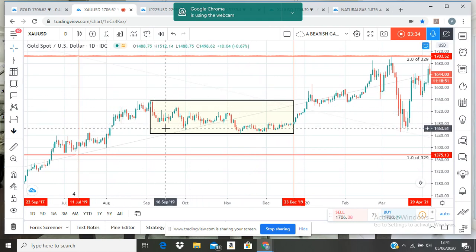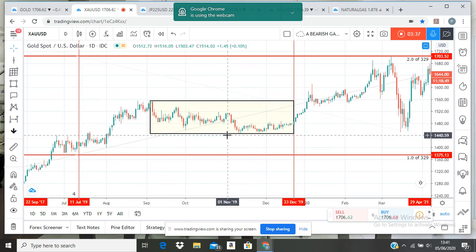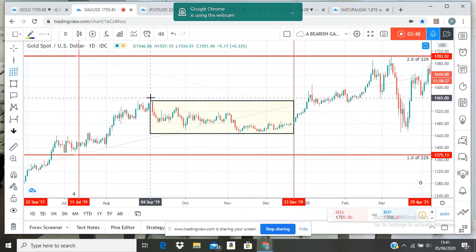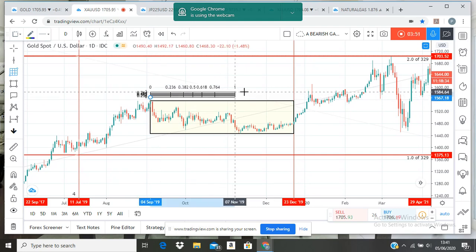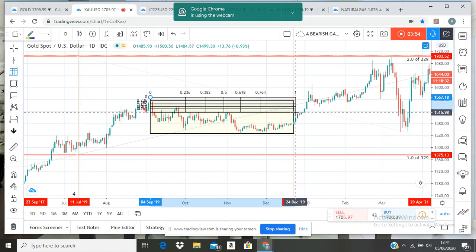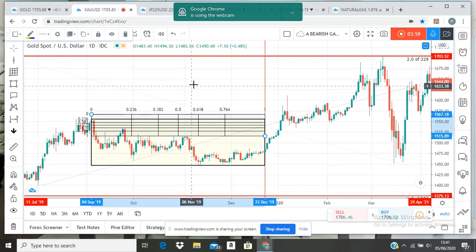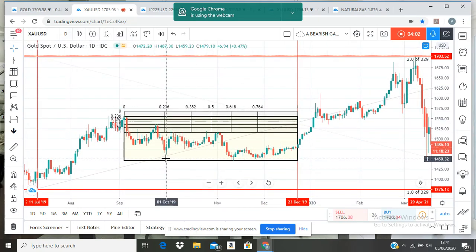Now, this correction range we can see ended here. But since we squared the time forward, we have this range. What we do, we can use the Gann box to check the divisions in that square that we have just drawn. Now we can see from this side that this trend change occurred on the 0.236 time.